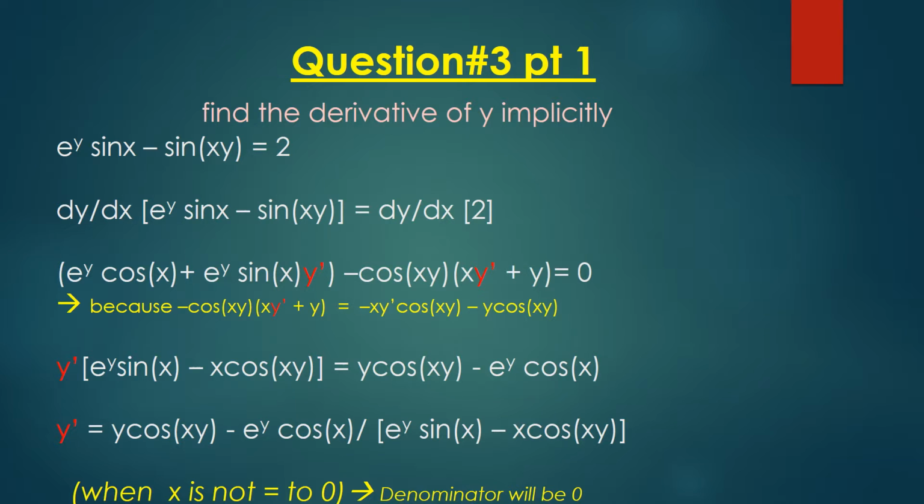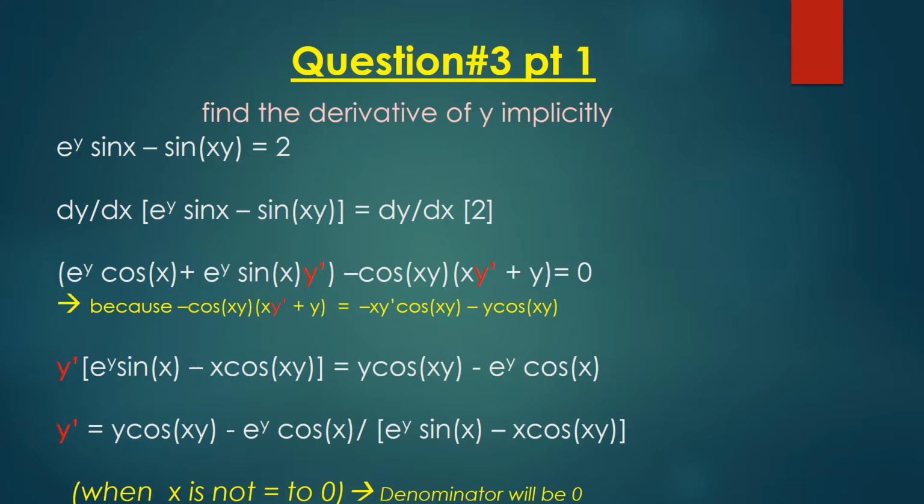And because we're finding the derivative of e to the power y, which contains a y, you'd attach a y prime to that term. So you get e to the power y sine x times y prime minus, so the derivative of sine xy is equal to cosine xy times xy prime plus y.